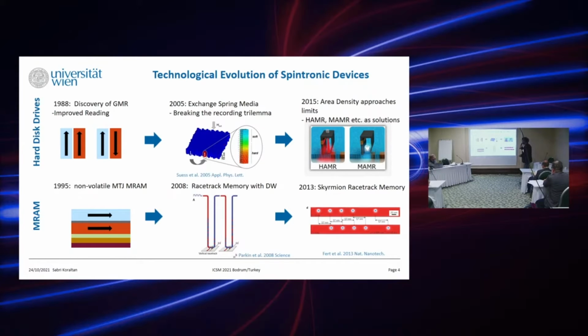And in 2013, Fert and colleagues, the same Fert who discovered the GMR, put skyrmions on a track and designed a skyrmion racetrack memory. In this case, the skyrmions are used to encode data information, and that's why a lot of momentum was gained in this research field, and this is one of the reasons why we're interested in skyrmions as a possible application.